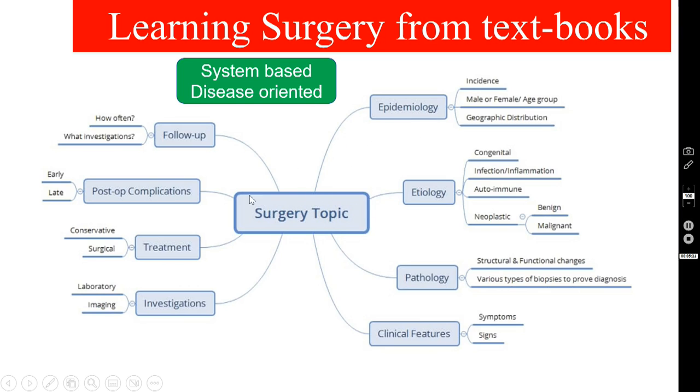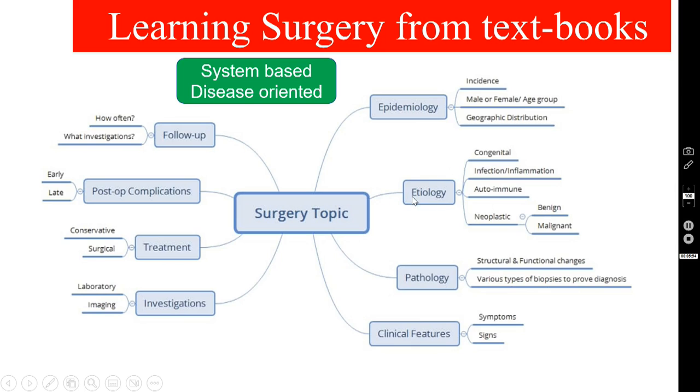So if it is a surgery topic, for example, acute appendicitis, then you have to think of what is the epidemiology of this disease. So in epidemiology, you have to think of what is the incidence of this disease. Is it common in male or female gender? Which age group does it usually affect? And it is common in which geographical area? So all these things you have to consider in epidemiology.